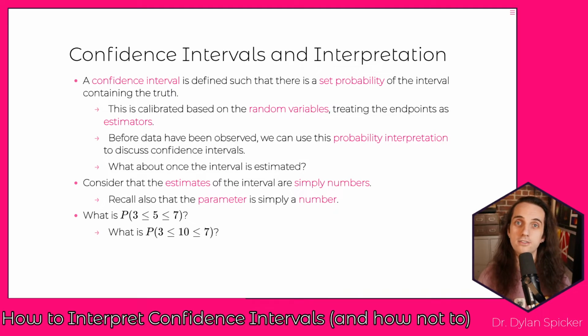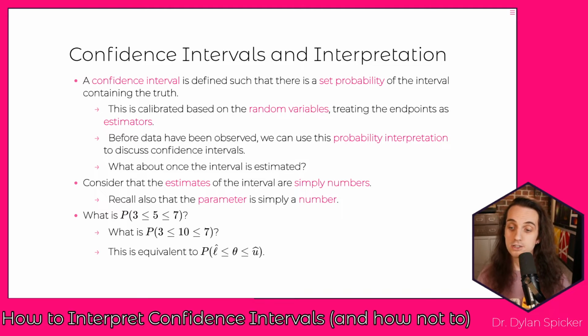And so this is really the fundamental problem with this probability interpretation here. If we are thinking about specific realizations, so lowercase l less than or equal to theta, less than or equal to lowercase u, well, these are all just numbers. And so these types of probability statements here are no longer relevant. Our probability that the true value is in the interval is always going to be either 0 or 1.